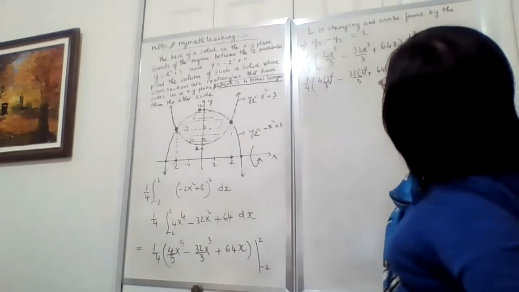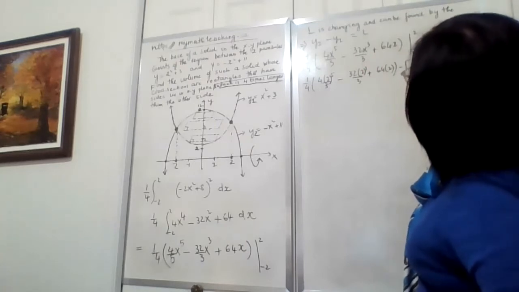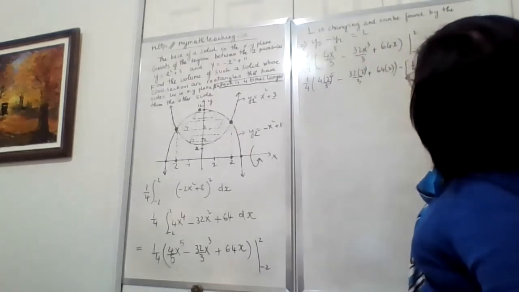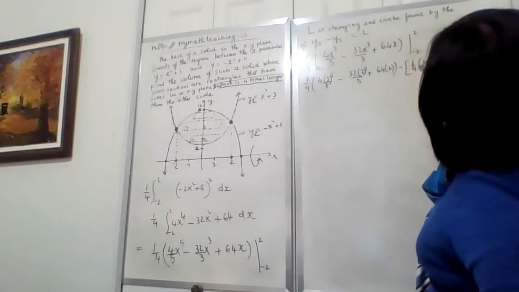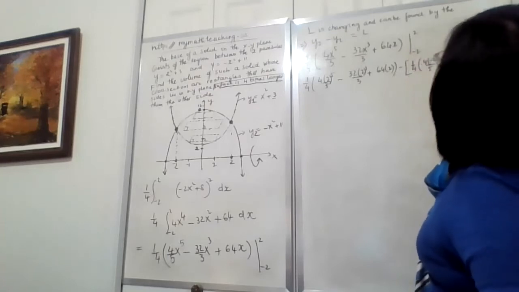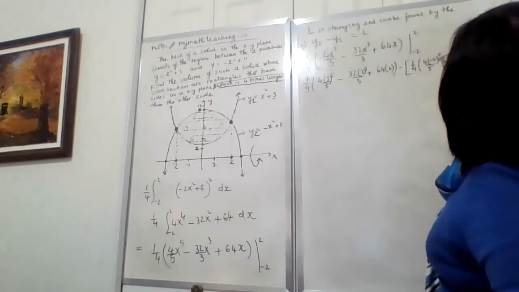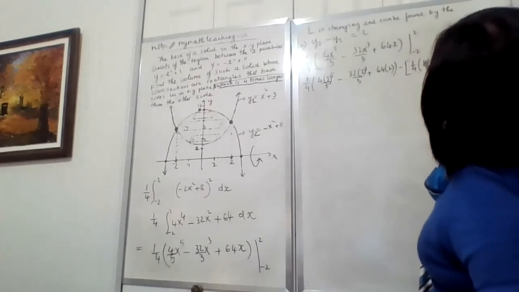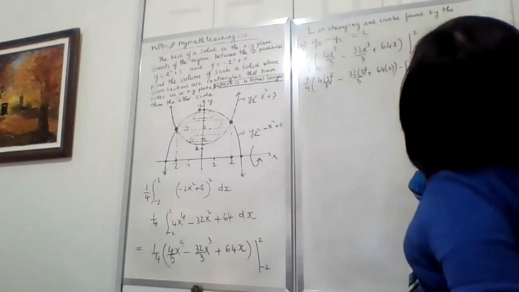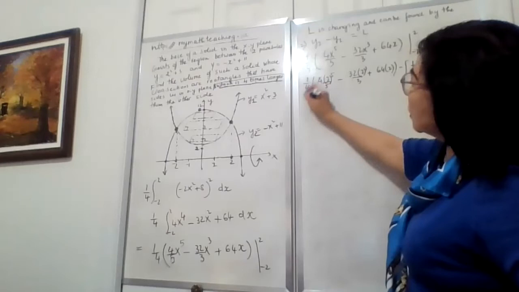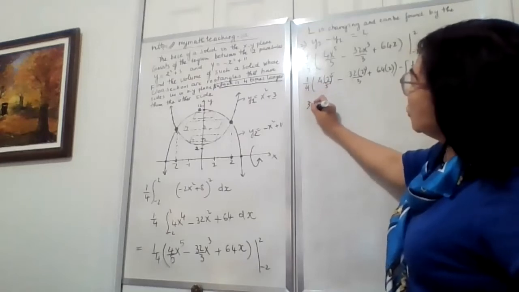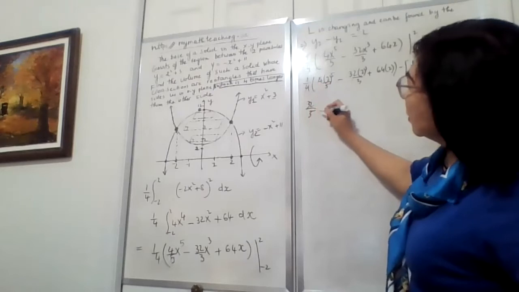and minus another bracket, which is exactly the same, 1 over 4, and 4 times minus 2 to the power 5 over 5 minus 32 times minus 2 to the power 3 over 3 minus 64 times minus 2, actually adding. Okay, so let me cancel this one with this one. We will get 32 over 5.